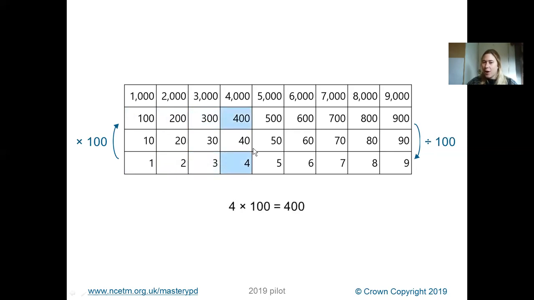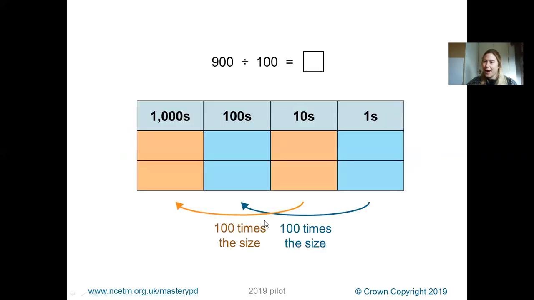I'm going to click ahead now. If you want to stop the video and do the rest of them, please do. But think about that pattern. What do we do if we divide by 100? Okay, so hopefully you've realised that we need to move our place value, our digits, 2 places to the right this time, okay? We're making our numbers smaller, aren't we?